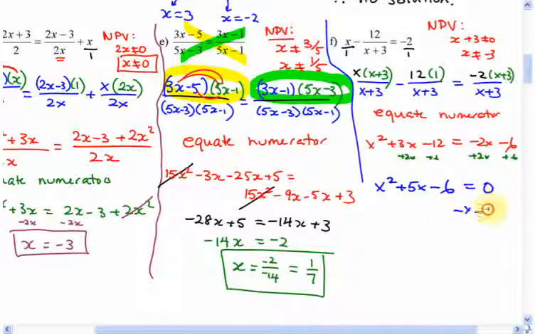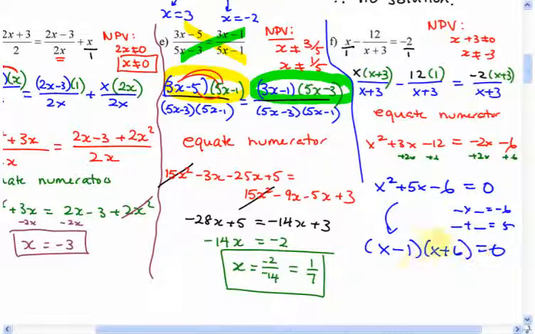Two numbers that multiply to negative 6. Those same two numbers add to 5. What could that be? Negative what? Negative 1? Positive 6. Excellent. This equals 0. You solve for x. You get x equals 1. X equals negative 6. Life is good. Correct? Yes.